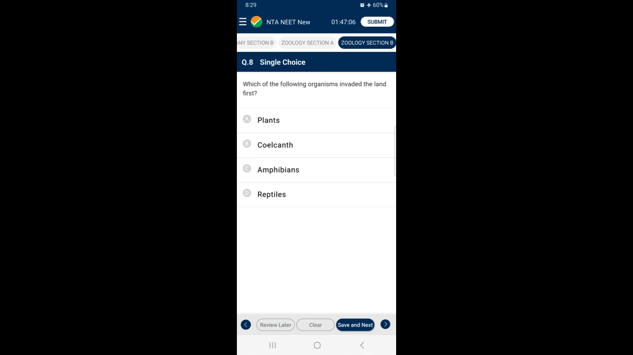Question number 8. Which of the following organisms invaded the land first? The first organisms that invaded land were plants, about 350 million years ago. Jawed fishes with stout and strong fins could move on land and go back to the water. Later on, amphibians evolved into reptiles that lay thick shelled eggs that were resistant to dryness. In the next 200 million years, reptiles developed different shapes and sizes and dominated on Earth. So the answer is option A. Plants invaded the land first.